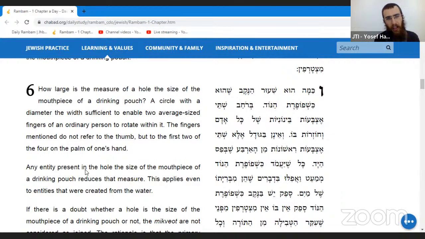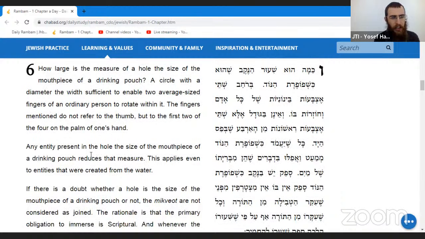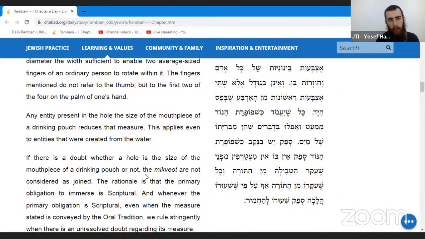Any entity present in the hole the size of the mouthpiece of a drinking pouch reduces that measure, so it needs to be completely clear. This applies even to entities that were created from the water. So even if you had a fish that got stuck inside over there, then that's still a problem. You want to have a clear water flow between the two.